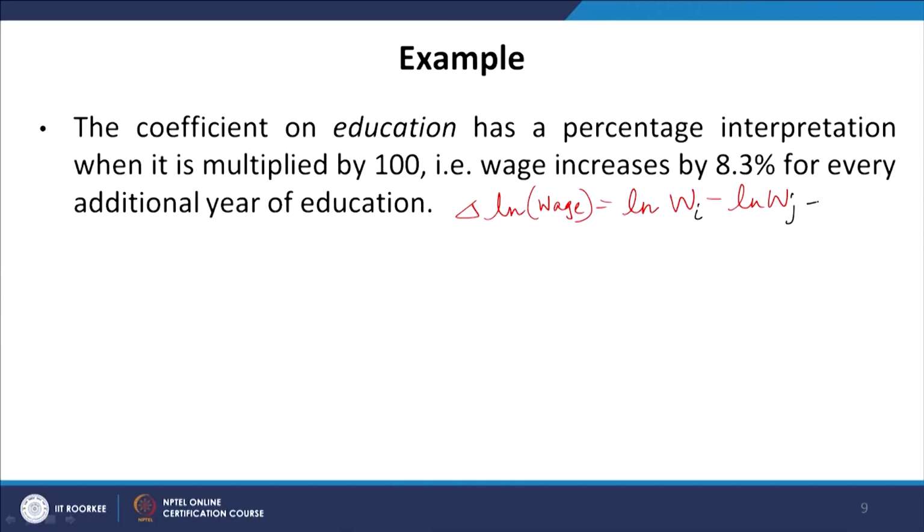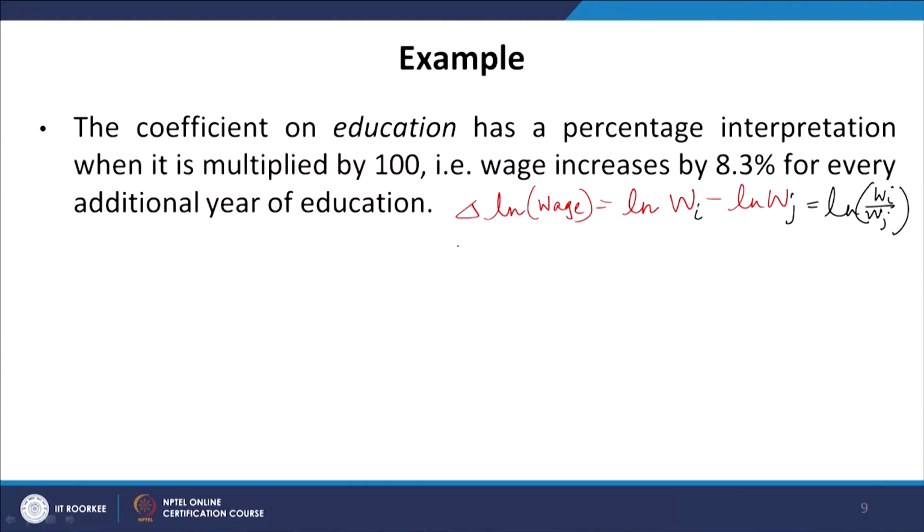Now, you know that this can be written as log of W_i upon W_j, and this is another way of measuring percentage changes or growths. Growths are calculated either as W_i minus W_j divided by W_j, or it can be the logarithm of W_i upon W_j.